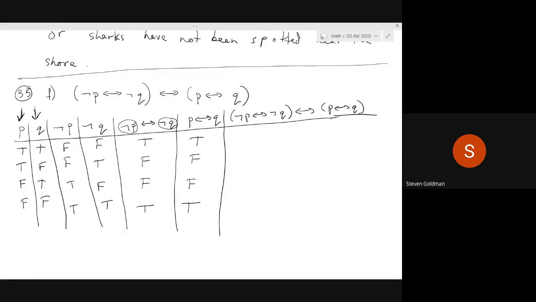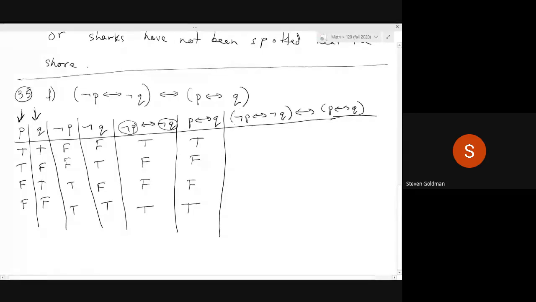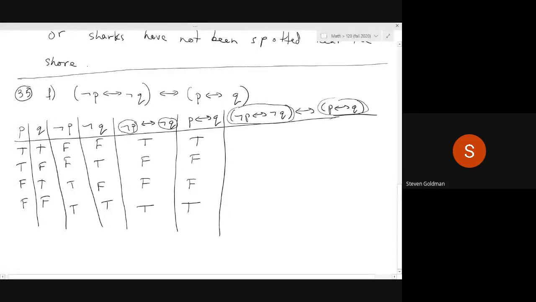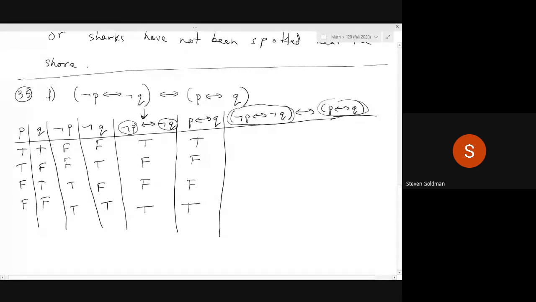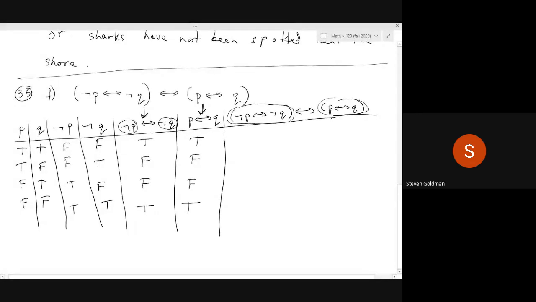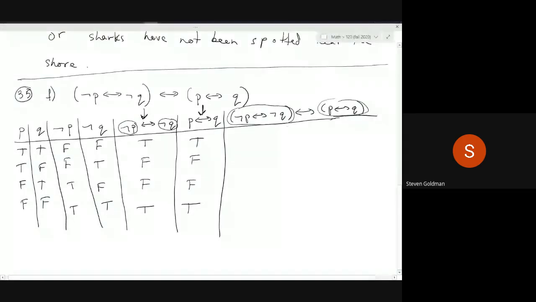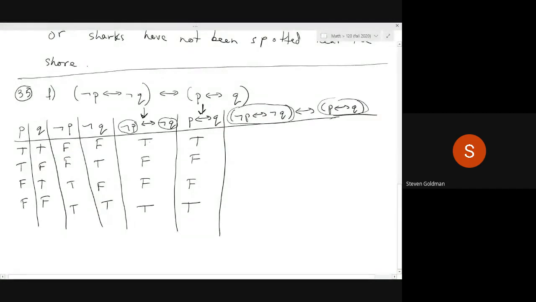Final column here. So now my two sides are not P if and only if not Q, and P if and only if Q. So that's this column here and this column here. Again, whenever the truth values are the same, the biconditional will be true. First row, true, true, true. Second row, false, false, they're the same. It's a true statement. False, false, true, true, true, true. So this biconditional statement is always true.